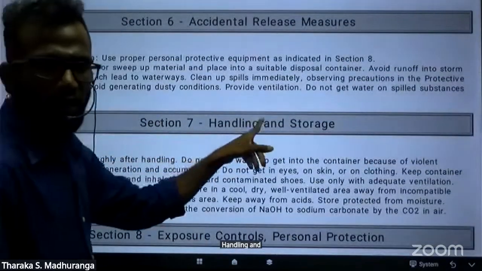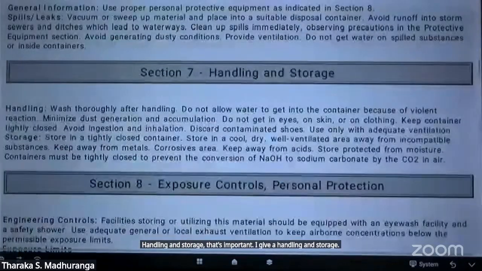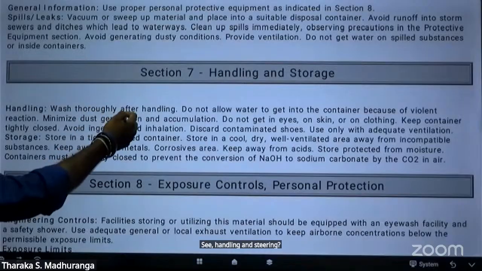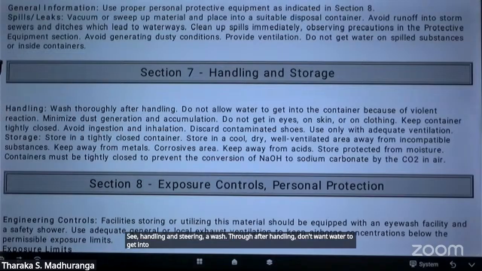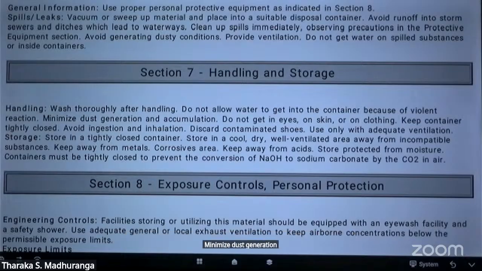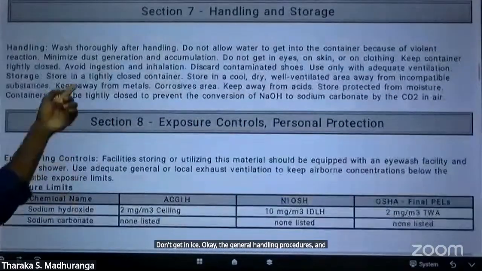That's important, handling and storage. See, wash after handling. Don't allow water to get into the container because of violent reactions. Minimize dust generation and accumulation. Don't get in ice. The general handling procedures and storage conditions are given here.